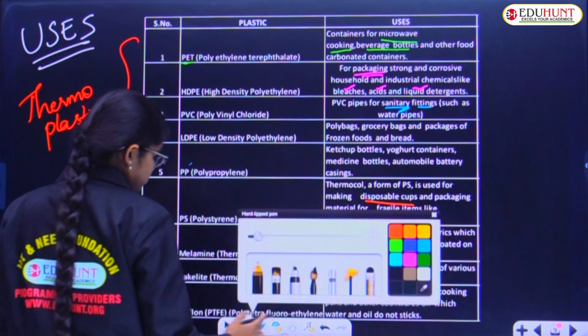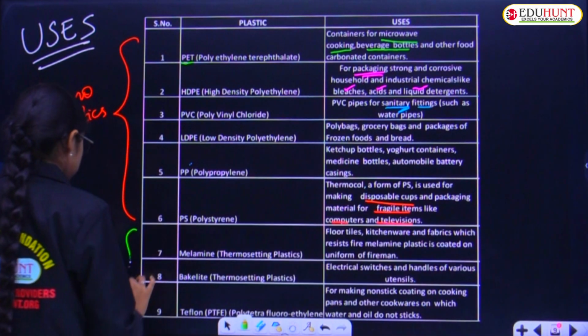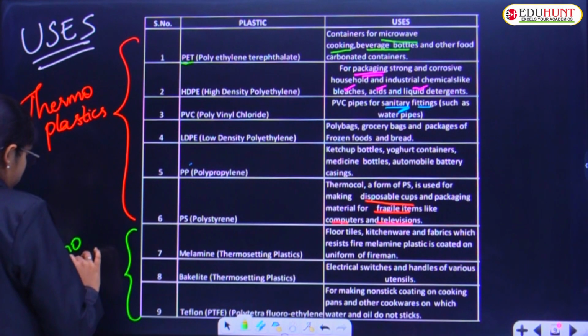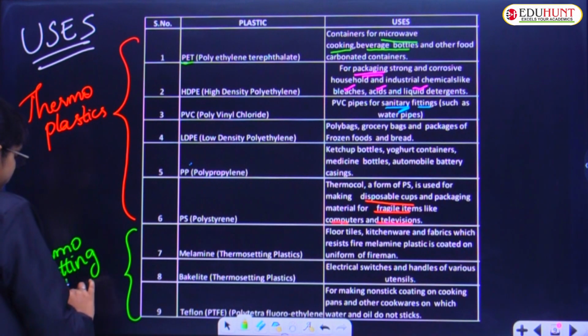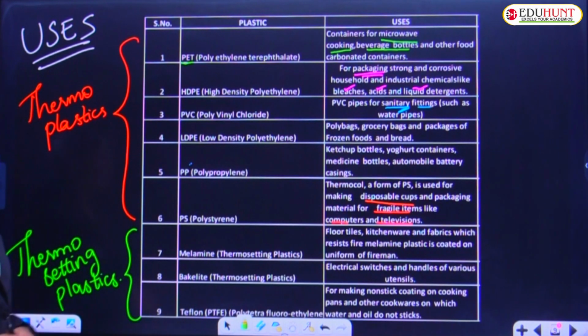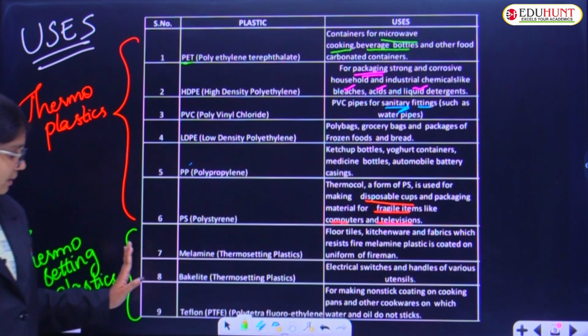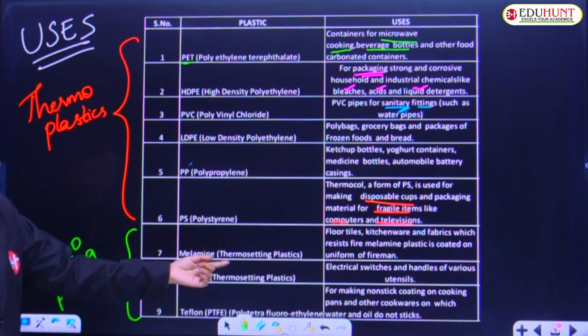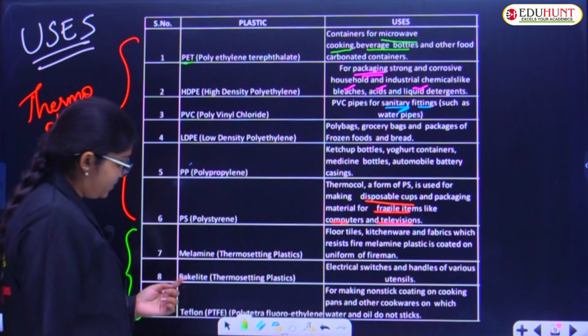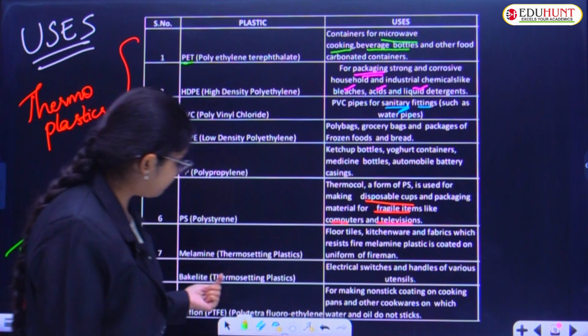And coming with these, these three are thermosetting plastics. I discussed in the previous video the two types of plastics. Yes, two kinds. Okay. So here, if you see, melamine is a thermosetting plastic. Bakelite is also a thermosetting plastic.